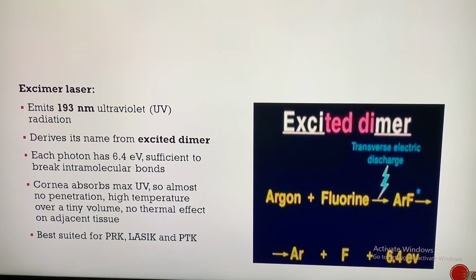Excimer laser has a wavelength of 193 nanometers. It derives its name from excited dimer, in which argon fluoride dissociates into argon and fluorine, and it emits a radiation which has an energy of 6.4 electron volts, and it is capable of breaking intramolecular bonds in PRK, LASIK, and PTK. PTK is phototherapeutic keratectomy.